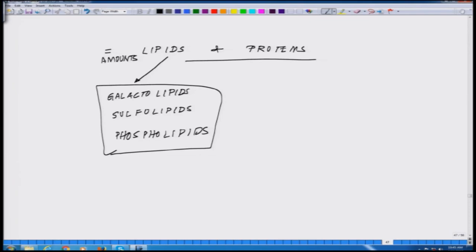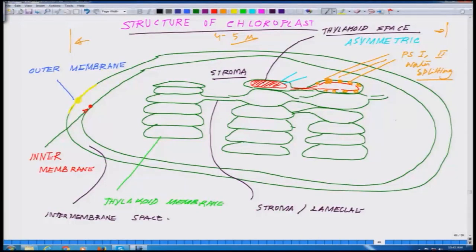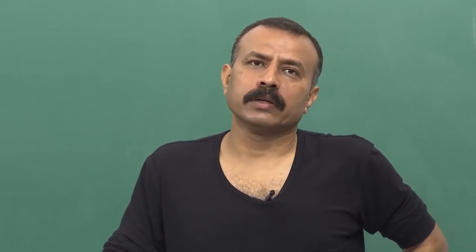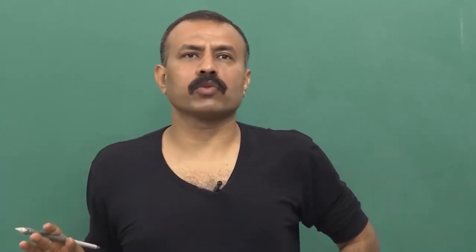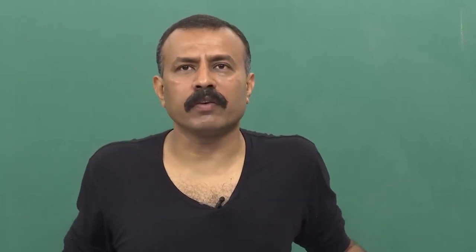So, this is overall, and of course, I have already mentioned to you that this structure also has its own genetic material. That is one of the reasons why people say that at some point in evolution this was a standalone organelle, which for some reason parasitized another organism, and today what we see is the plant evolved because of that.